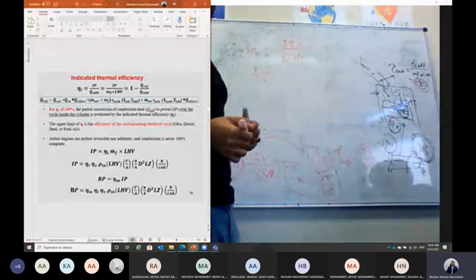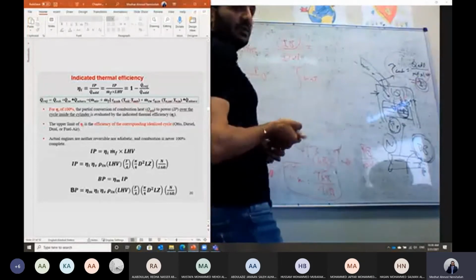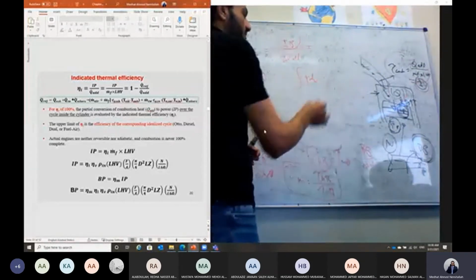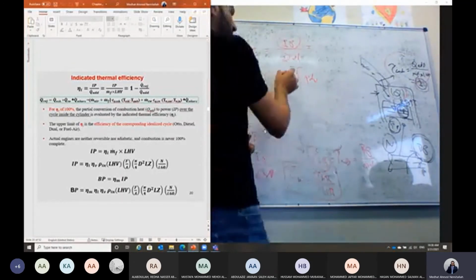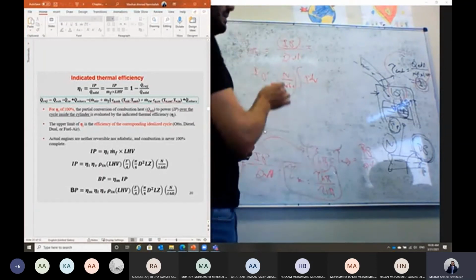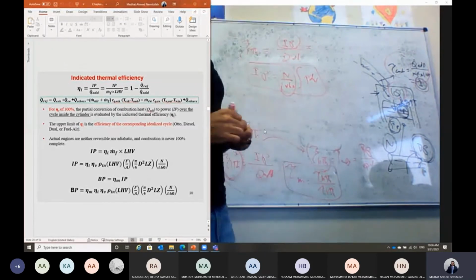We said the indicated power is the net work that we get from the indicator diagram, which is equal to the integration of P dV, which represents the net work, multiplied by N divided by R by 60, which is the number of cycles per second. Then we can calculate the indicated power in this case. And it is the output power.